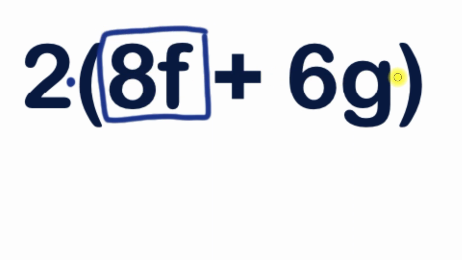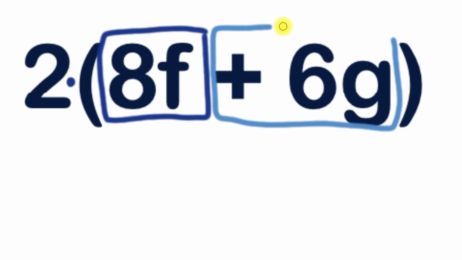And then I'll go to the end here. There's no more plus or minus signs here, so I'll just drop another line there. And then I'll include this sign with the next term. And that is our second term. So we've got 2 times 8f plus 6g. Our first term is positive 8f. Our second term is positive 6g.